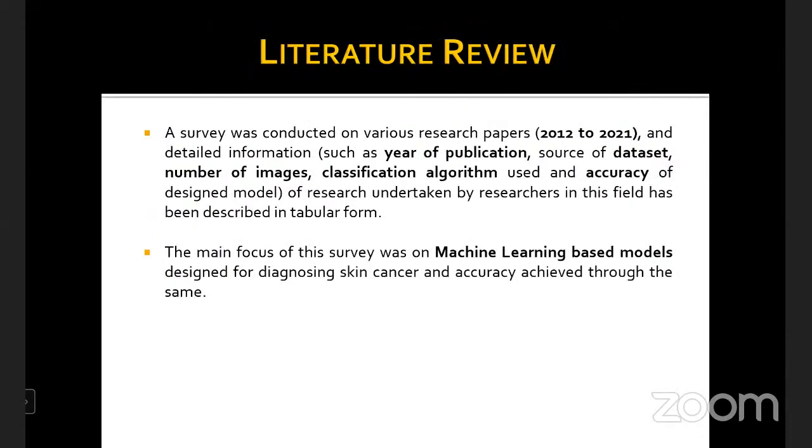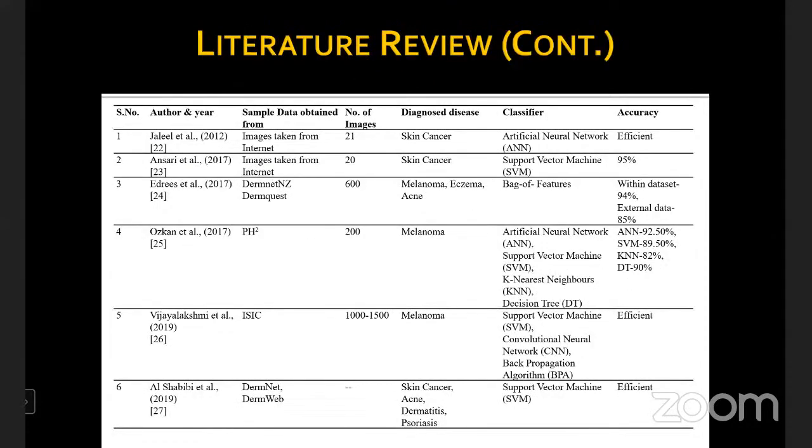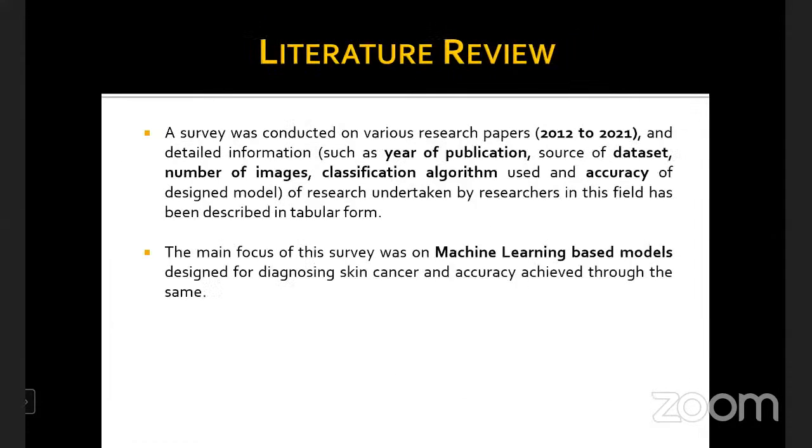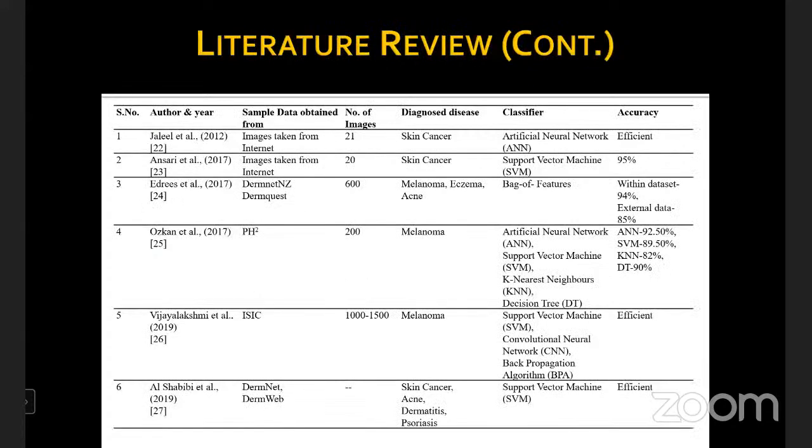So this is the literature review. I have reviewed a number of papers from 2012 to 2021, and detailed information was taken from them, such as the year of publication, data set, number of images, classification algorithms, and accuracy of the same. Now, this is the table which shows the review of literature in a study undertaken in 2012.